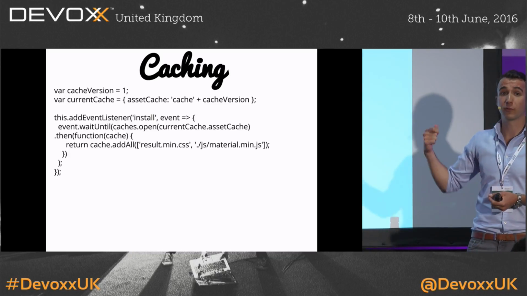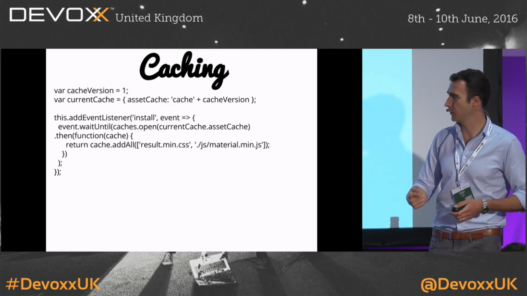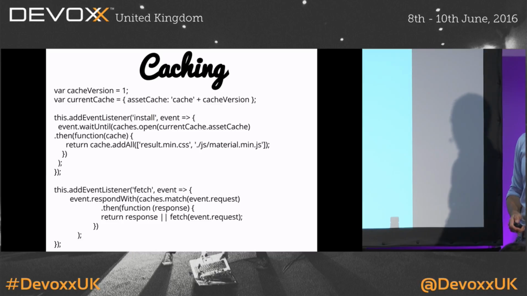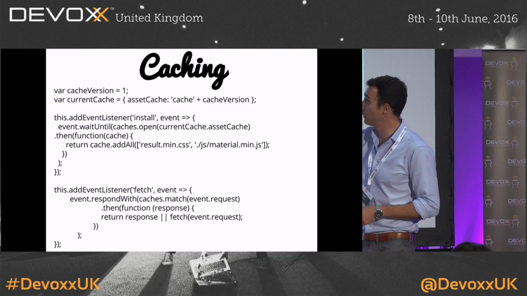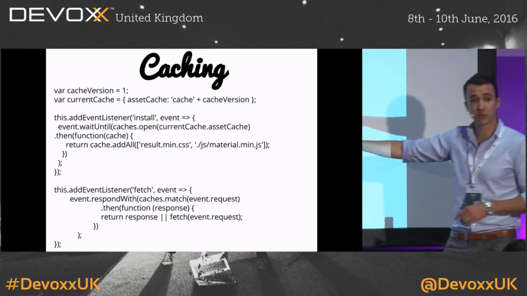You could also on every request add to cache. You don't just have to do this on install. I'm doing this so I'm warming things up. But now, every time a fetch event comes through, we're tapping into this event. So again, you can see we've got an event listener on the install event, and we've got an event listener on the fetch event.